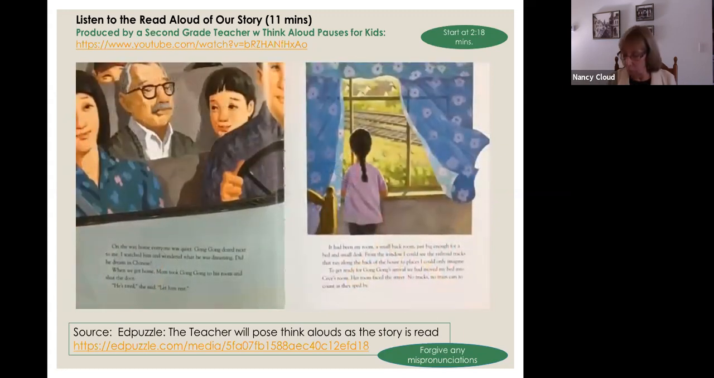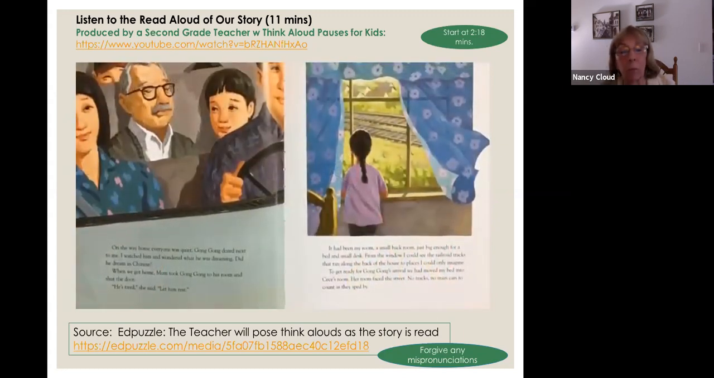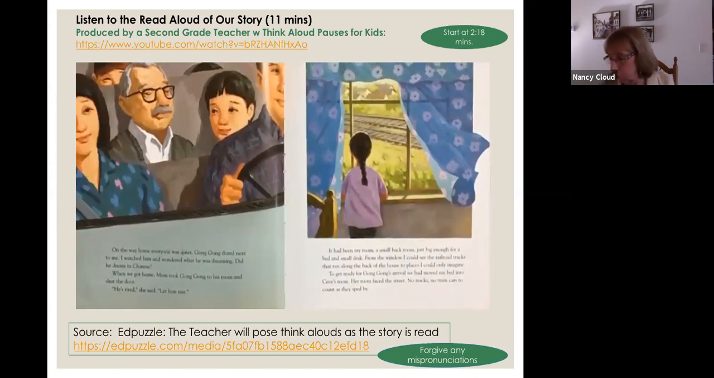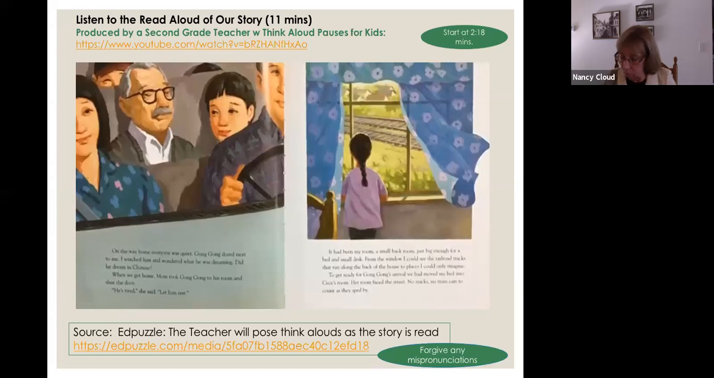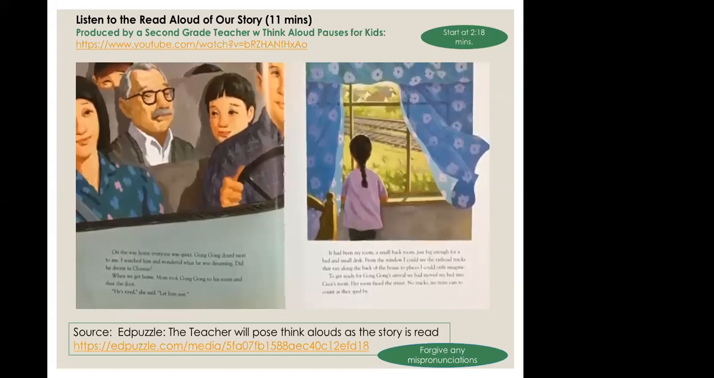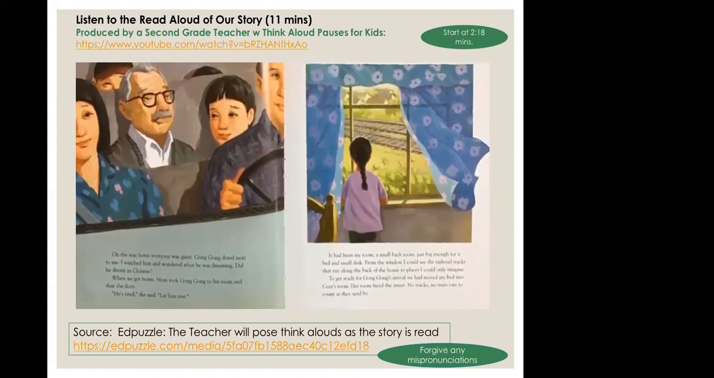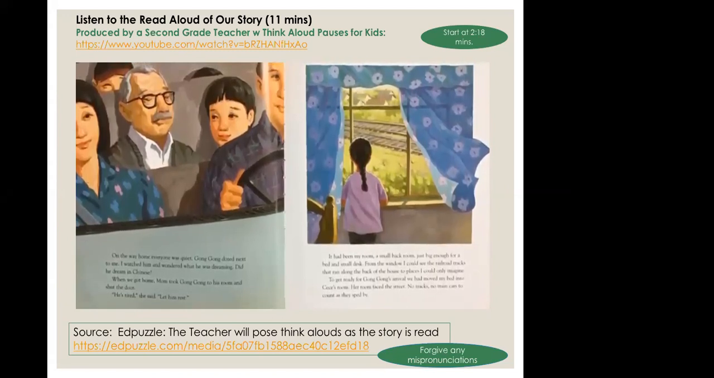On the way home, everyone was quiet. Gong Gong dozed next to me. I watched him and wondered what he was dreaming. Did he dream in Chinese? When we got home, Mom took Gong Gong to his room and shut the door. He's tired, she said. Let him rest.